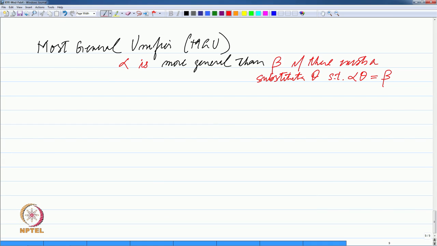So, let us look at an example to understand what we are talking about when we talk about most general unifiers and why we are interested in them essentially. So, let us say that we are given two facts.